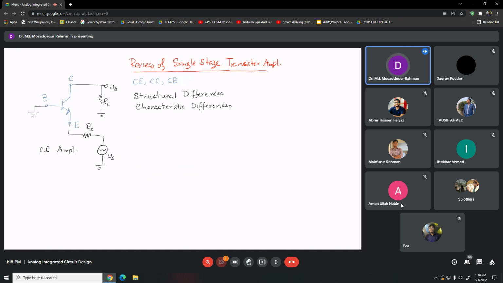Oh, it's common base, sorry. So there's common base, and common base is grounded. As you can see here, base is common, right? Base is common to both the input and the output. The input we apply between emitter and the ground, that is base, and output we take from collector and the ground, which is collector and base. So base is common to both the input and the output. So it's the name common base amplifier.